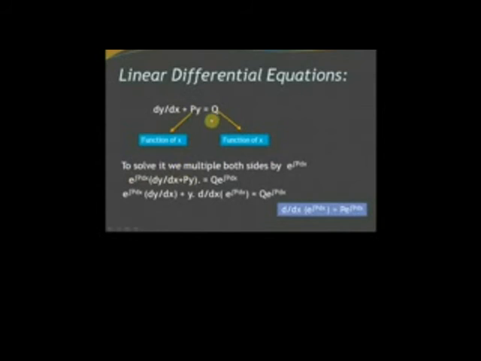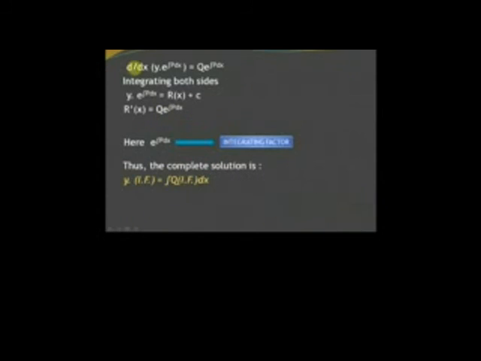So this entire term becomes d by dx of y into e to the power of integral p dx. Now this is equal to q times e to the power of integral p dx. Now integrating both sides we get y into e to the power of integral of p dx equal to, let us say that the integral of this is some function of x, say r. So it is equal to r of x plus c. C is the constant of integration.